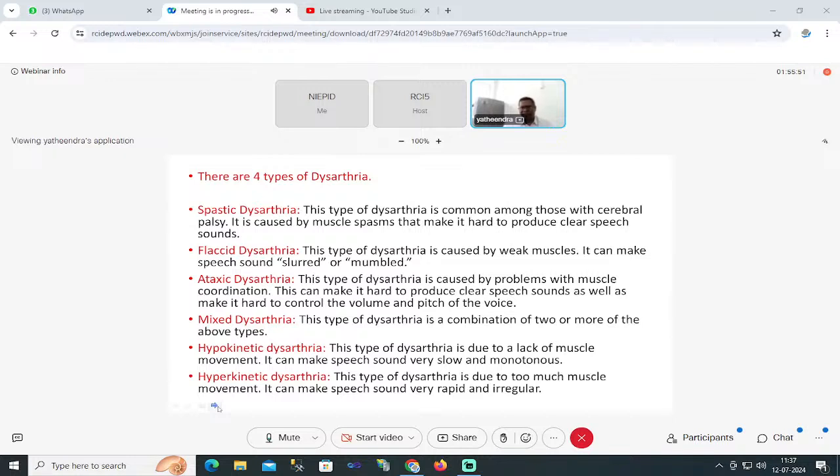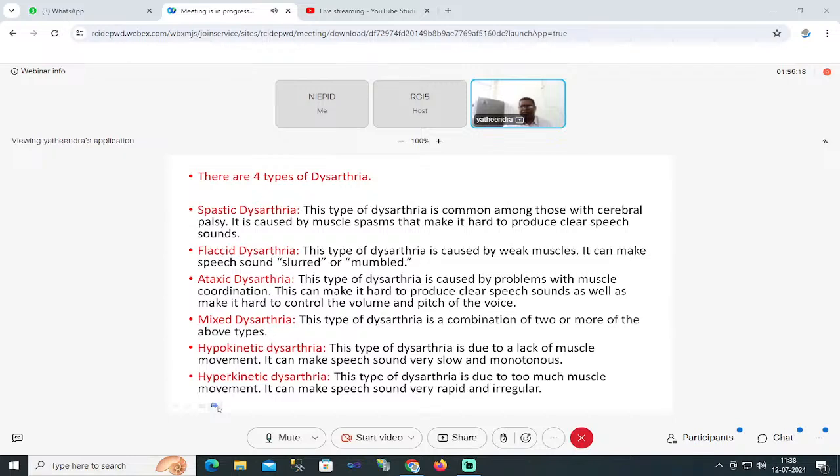Hyperkinetic dysarthria. This type of dysarthria is due to too much muscle movement. It can make speech sound very rapid, irregular and misarticulated. So these are the major speech problems that will be there with children with cerebral palsy.